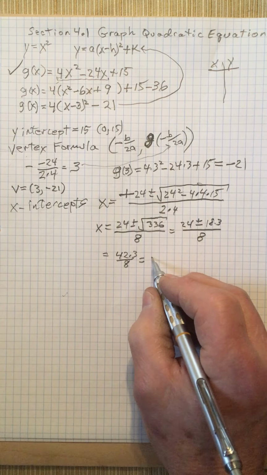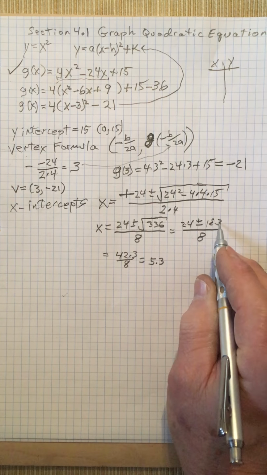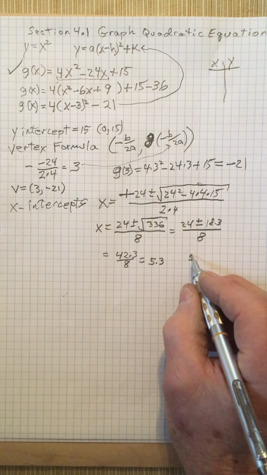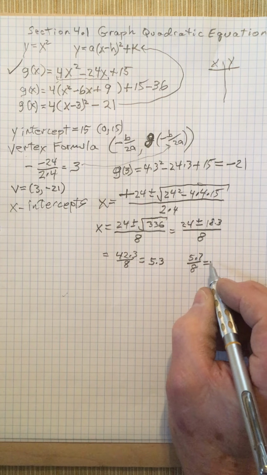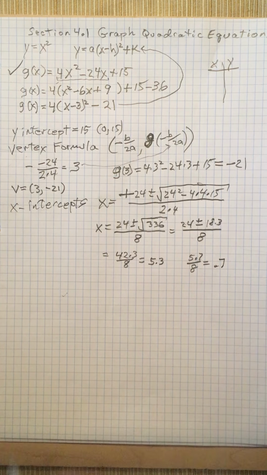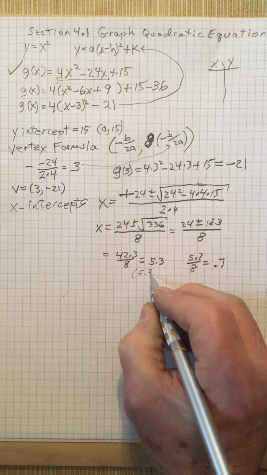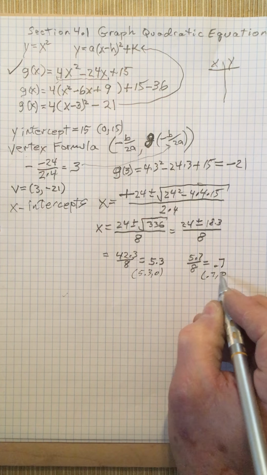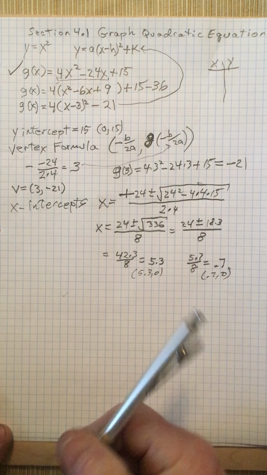5.3. If I subtract these two, then I'm going to get 5.7 over 8, and that's going to equal roughly 0.7. These are my x-intercepts, so we plot this point and this point, and that should be all we need. So let's look at it.